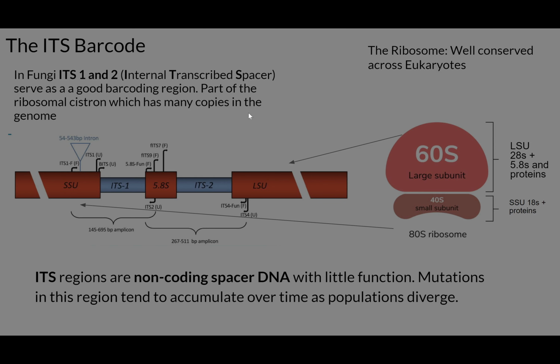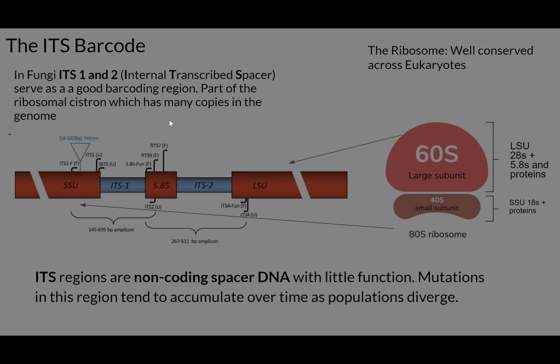This component of the genome that we call the ribosomal RNA cistron is really good for barcoding because it actually has many copies in the genome. A typical gene will have two copies, one from each parent in a diploid organism or a dikaryotic fungus, whereas this is actually repeated many times. And it's because it's so important, it needs to have many copies, it needs to be redundant, and it needs to have a lot of transcription happening on it.